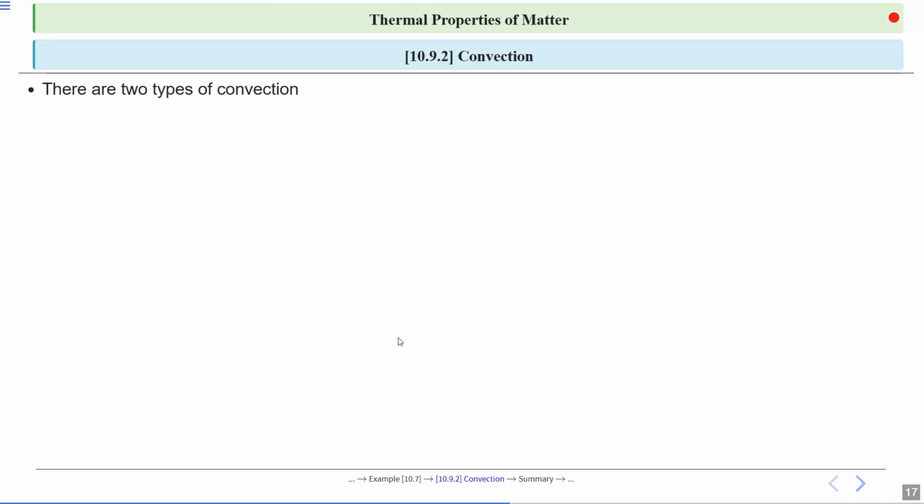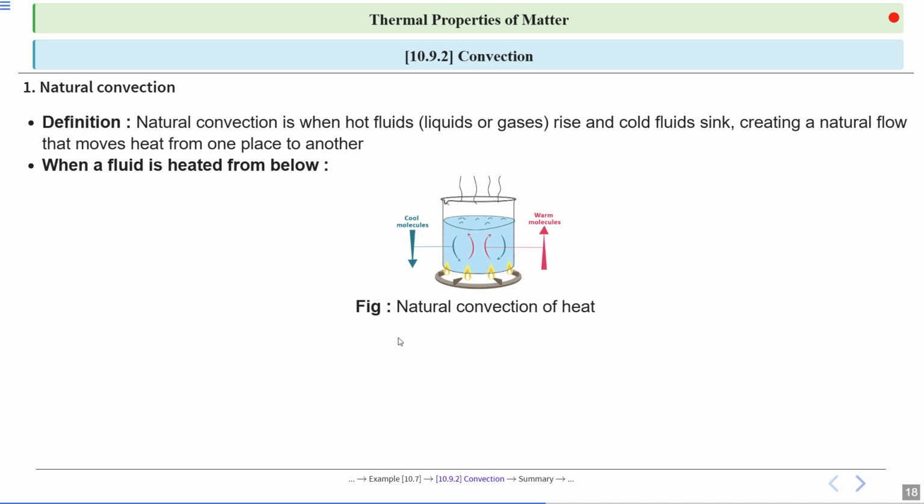There are two types of convection. First, natural convection. Second, forced convection. We will learn each one by one. So first, natural convection. In natural convection, we can say when hot fluids like liquids or gases rise and cold fluids sink, creating a natural flow.